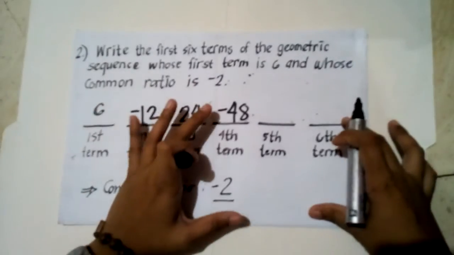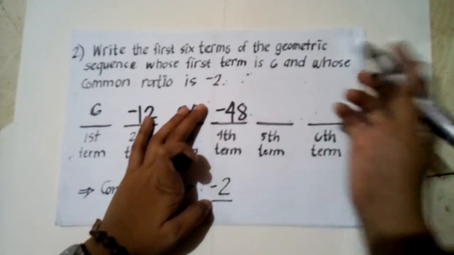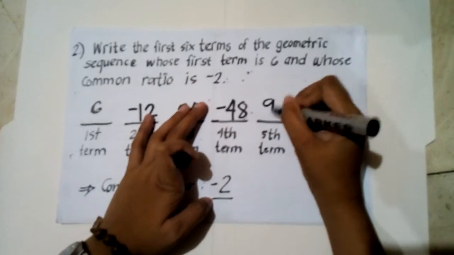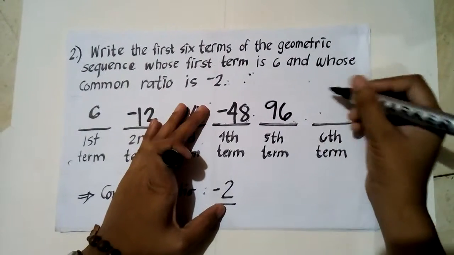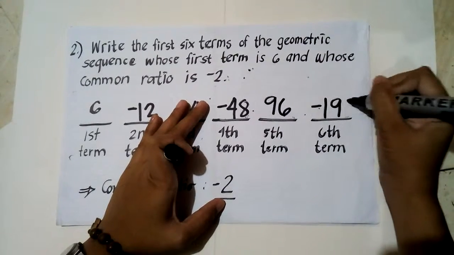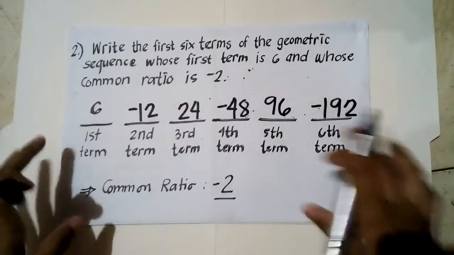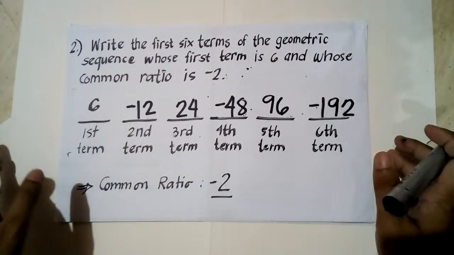Negative 48 multiplied by the common ratio, negative 2, the answer is 96. And 96 multiplied by negative 2 is negative 192. So this is now our first 6 terms of the geometric sequence.